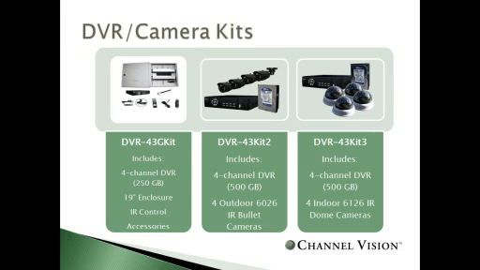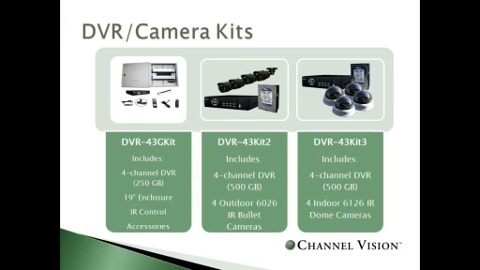Included in the Kit 1 is a 4-channel DVR, 19-inch enclosure, and an IR repeater system so that you can keep the DVR in a lockbox in a remote location while still being able to offer the control of the DVR as if you were standing right in front of it.